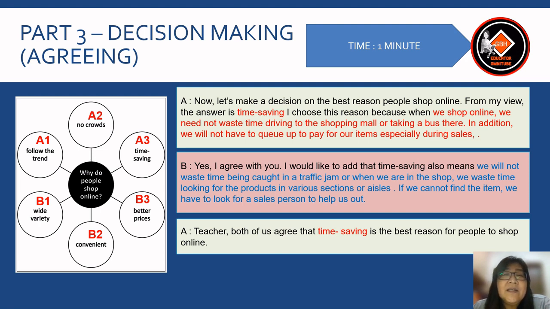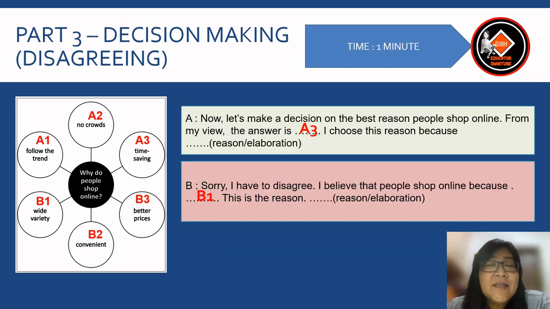So this is part 3, phase 2, where you make a decision. Okay, this is to agree. Now students, let's try another answer. It is still part 3, phase 2, decision making, but here you are going to disagree. So sometimes if you feel that the reason given by your friend is not suitable, you can also choose your own reason. So let's look at the sample script here.